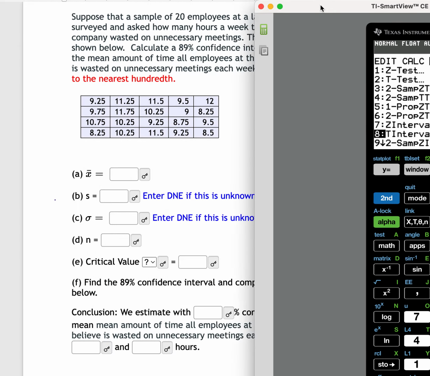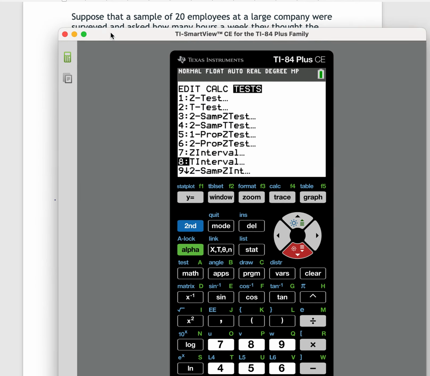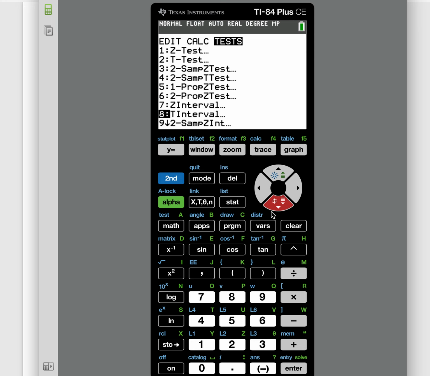And the reason is because we were not given the standard deviation for the population. That was not given to us, and I cannot get that information from a sample. So for this one, you need to put DNE. Nowhere in here does it say what the population standard deviation is. So when that happens, we are going to use a T interval. I'm going to hit enter on T interval.